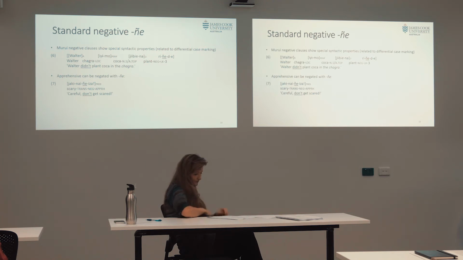And as far as I am aware, typologically it is very unusual to have an apprehensive which can be negated, but in Murui it can be. And it can be negated by this standard negative marker nie. So I give an example here in 7, which is a warning of an elder to a boy who wanted to go to the jungle on his own, and the elder was telling him not to be afraid, because if he is, then the bad spirits might get him. So he says, careful, do not get scared, if you will.